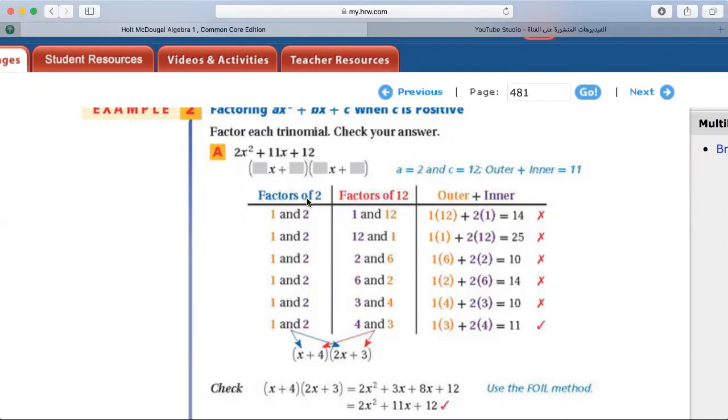I will fix factors of 2: 1 and 2. I will keep it fixed. And I will change the places of factors of 12: 1 and 12, 12 and 1, 2 and 6, 6 and 2, 3 and 4, 4 and 3. Okay, girls? Then, outer plus inner products: 1 multiplied by 12 plus 1 multiplied by 2. And I will keep trying till I get the inner plus outer products that will give me the middle term here.